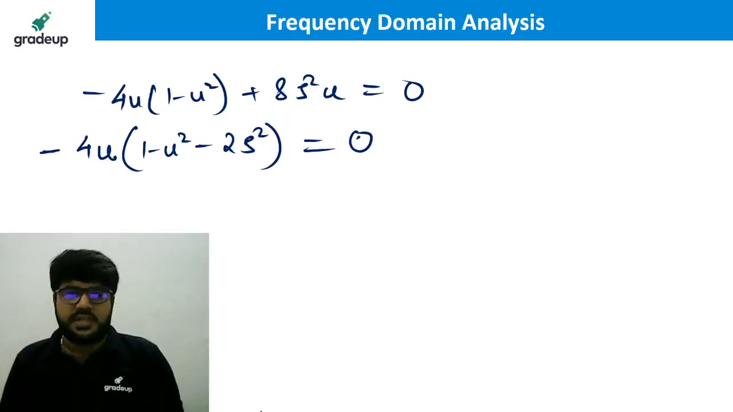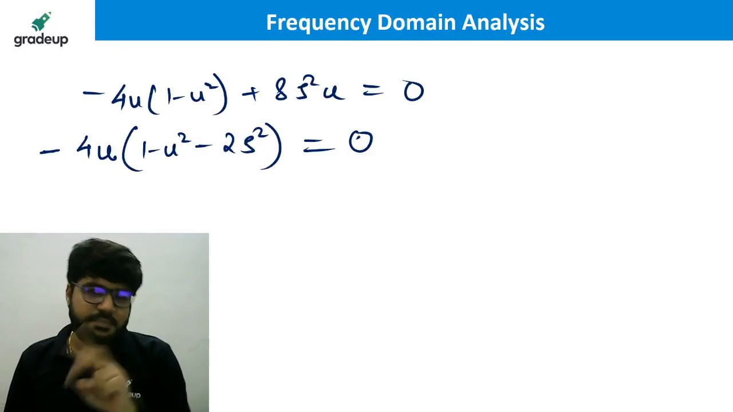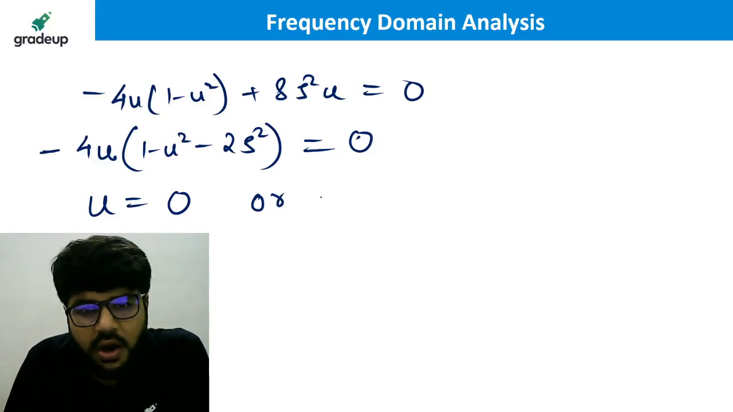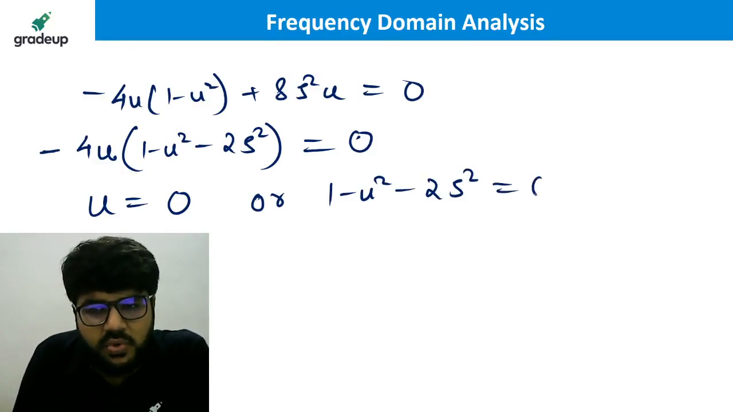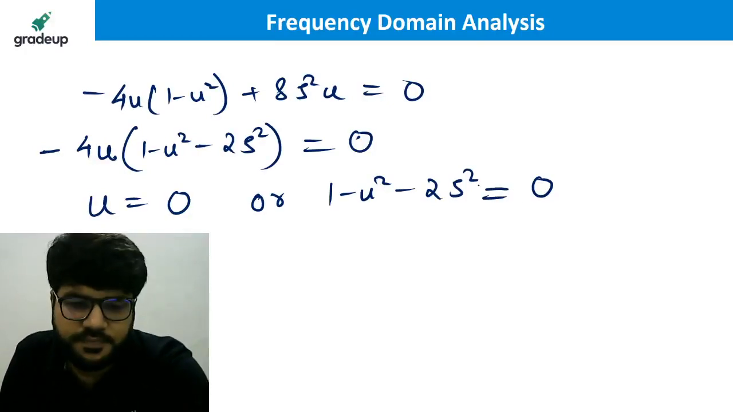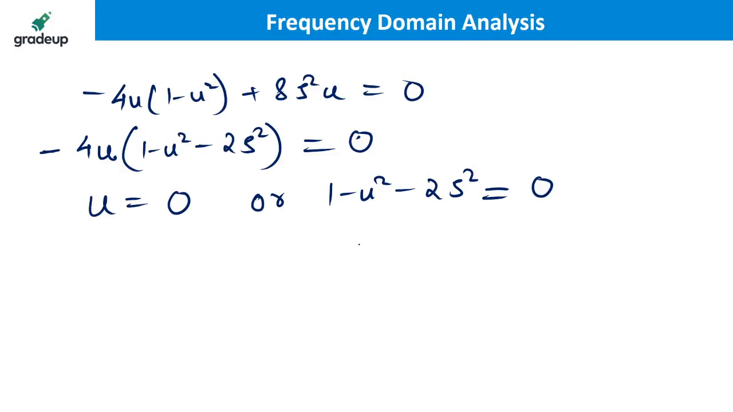Now there are two solutions coming up from here, guys. Now listen, it has importance. There are two solutions. That is why I told I will consider the case either u equal to 0 or 1 minus u square minus 2 zeta square equal to 0. So what is the value of u square? It is 1 minus 2 zeta square.